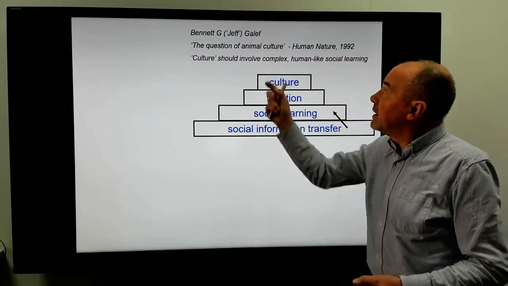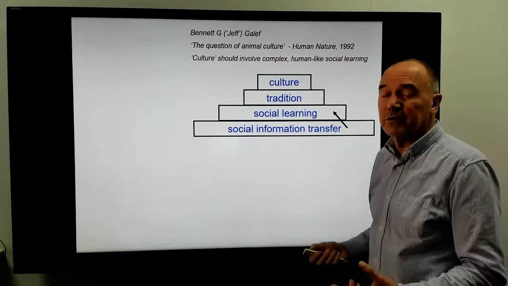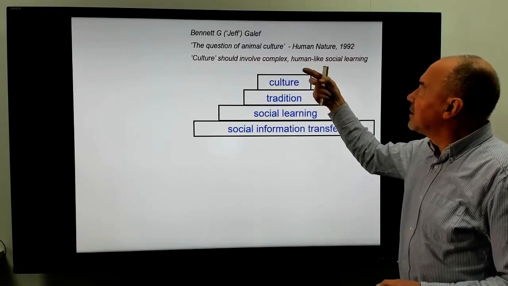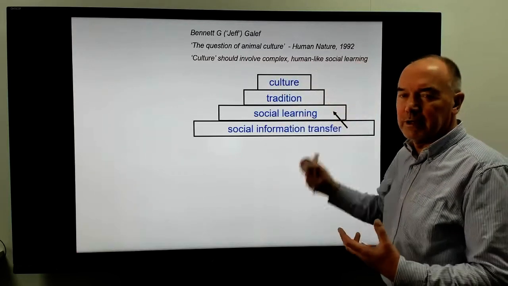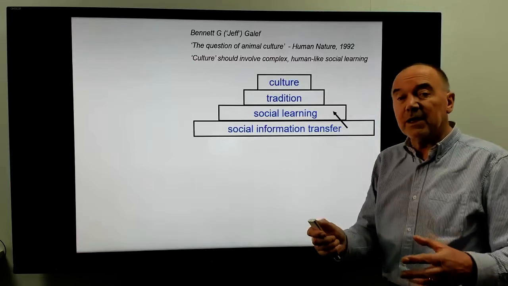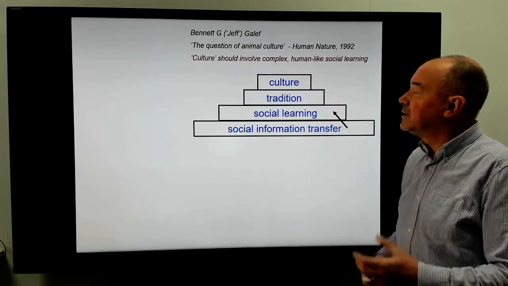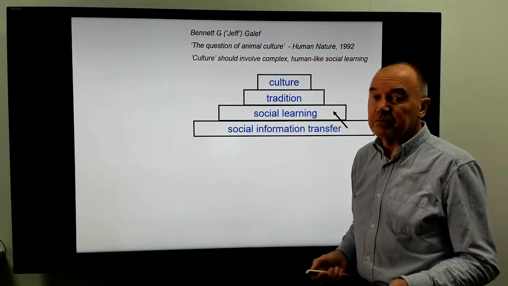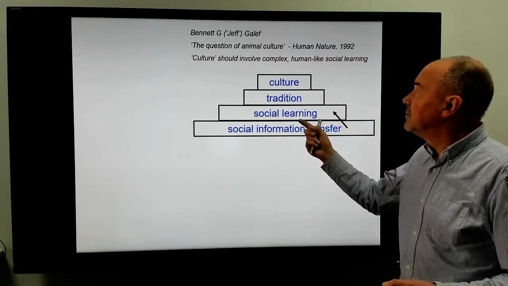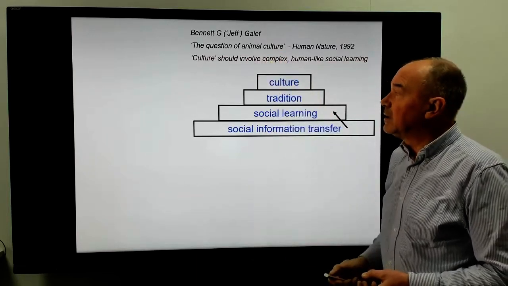But Bennett Galef, known in the field as Jeff Galef, one of the foundation researchers in our field, he argued this, that culture should involve rather complex human-like social learning, such as full-blown imitation or teaching. Otherwise, he said, let's talk about tradition in animals. So whether this occurs or not is something we're going to be addressing. But different researchers therefore use different criteria. For some, these are synonyms. For others, extra criteria are needed.